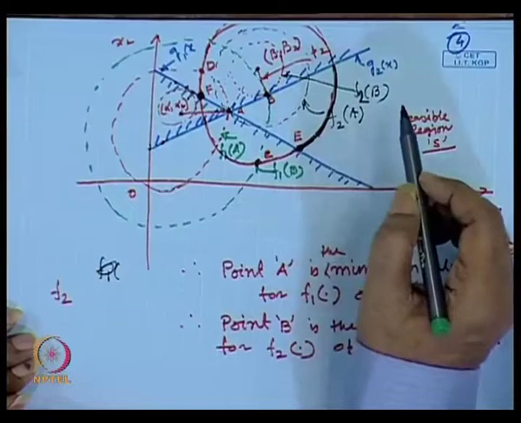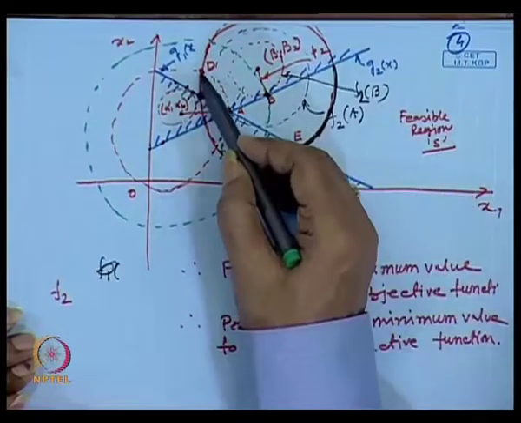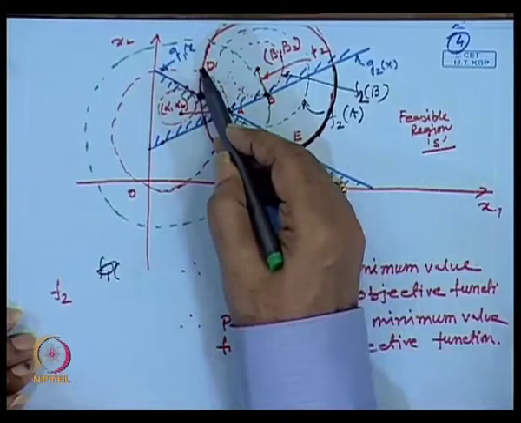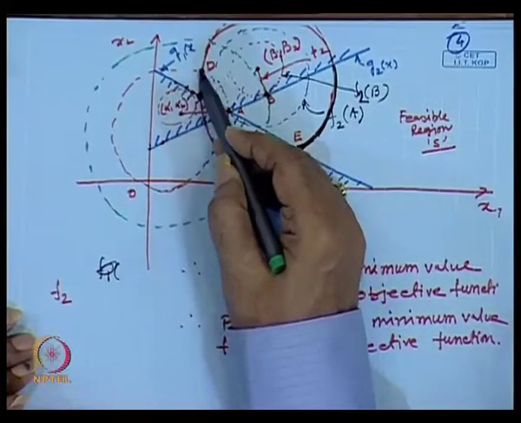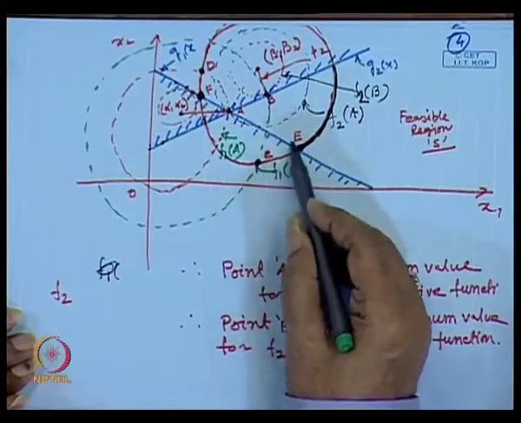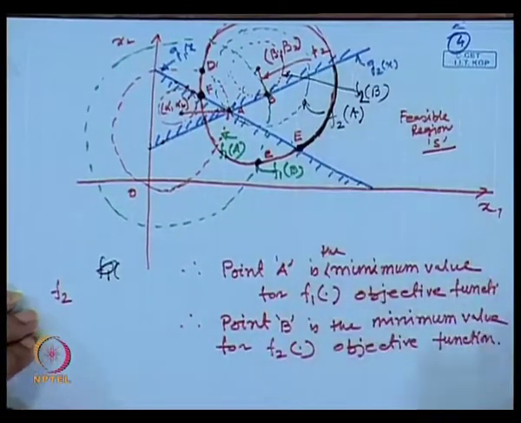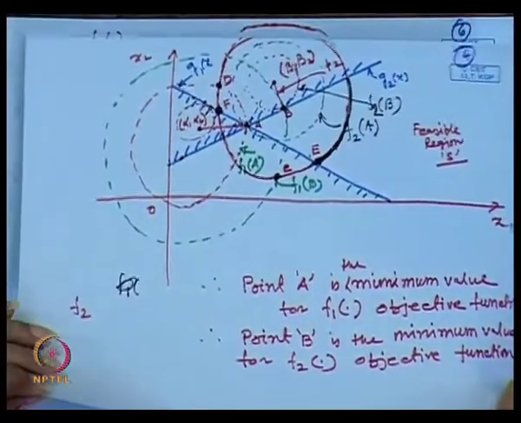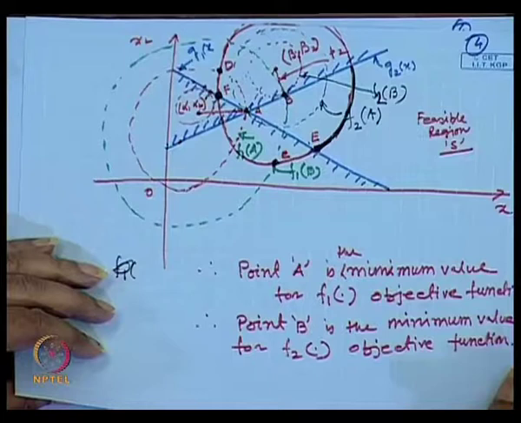Agree? And if you see the D point as well as the C point, D point satisfies the G1 condition, but C point does not satisfy the G2 condition. So, in this way we will see that there are some points which will give you the sum of the two objective function values minimum.